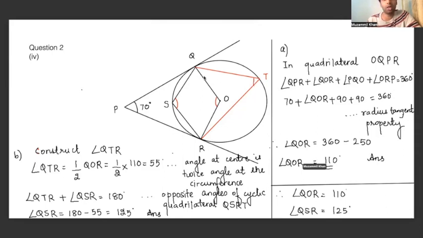And once you get QTR, you can once again use opposite angles of a cyclic quadrilateral property for QTRS. And if QTR is 55, then QSR will be 180 minus 55. And that's how we get 125 as an answer. So angle QOR is 110 and angle QSR is 125. And for this, you would be awarded 3 marks. Of course, the reasonings had to be given.